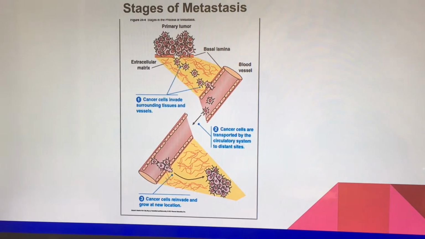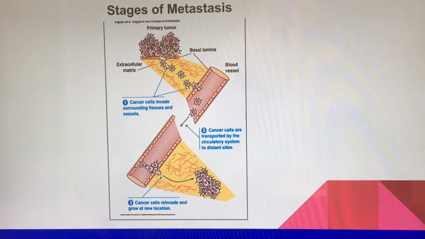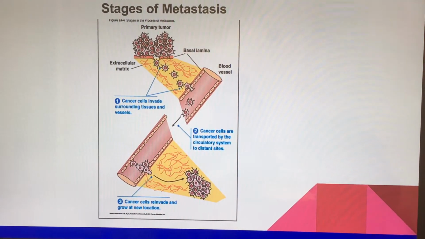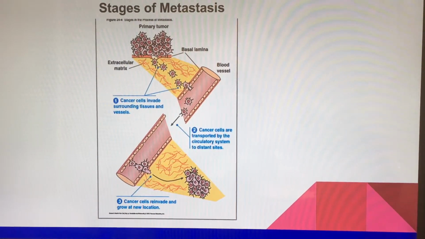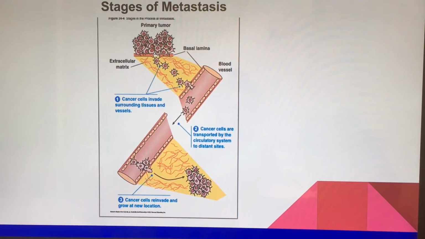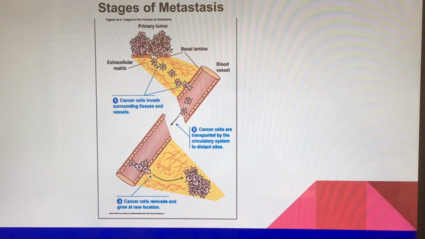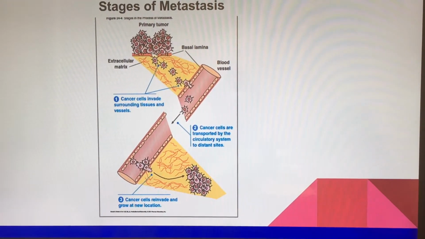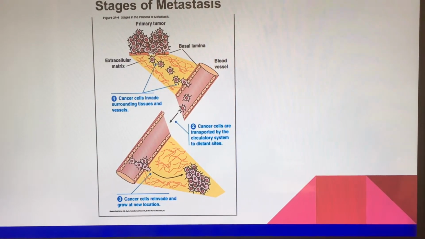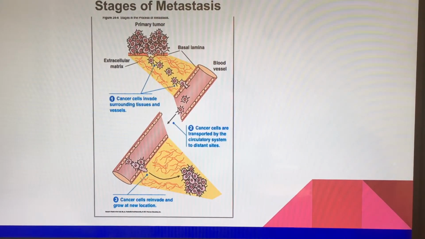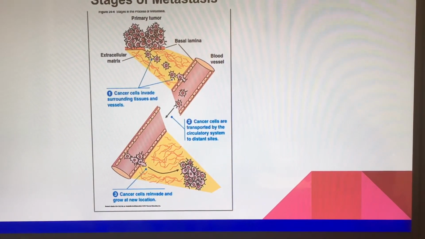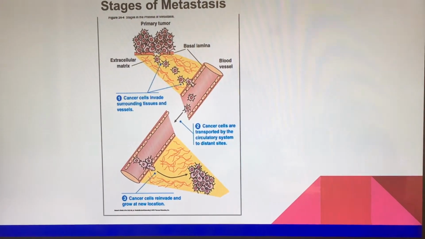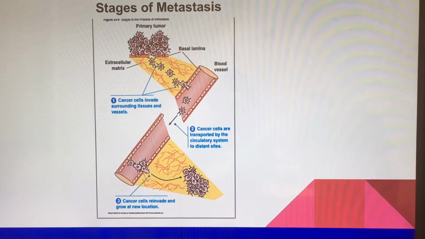Right here it shows the stages of metastasis, and there are 3 steps. The first step is cancer cells invade surrounding tissues and vessels, and basically in this step, they're different than benign, and they can leave initial cells and go to surrounding cells. Second step is the transportation via the circulatory system, where the cells penetrate walls of blood vessels and gain entry into the bloodstream. Lastly, it's the reinvasion and growth, where the cells in the bloodstream exit through the vessels and invade another organ and form metastasis that's far from the initial tumor.